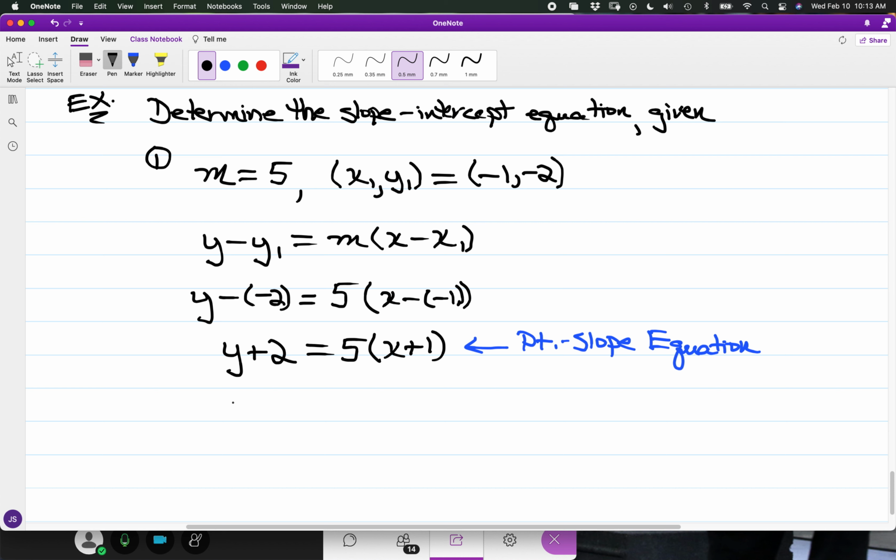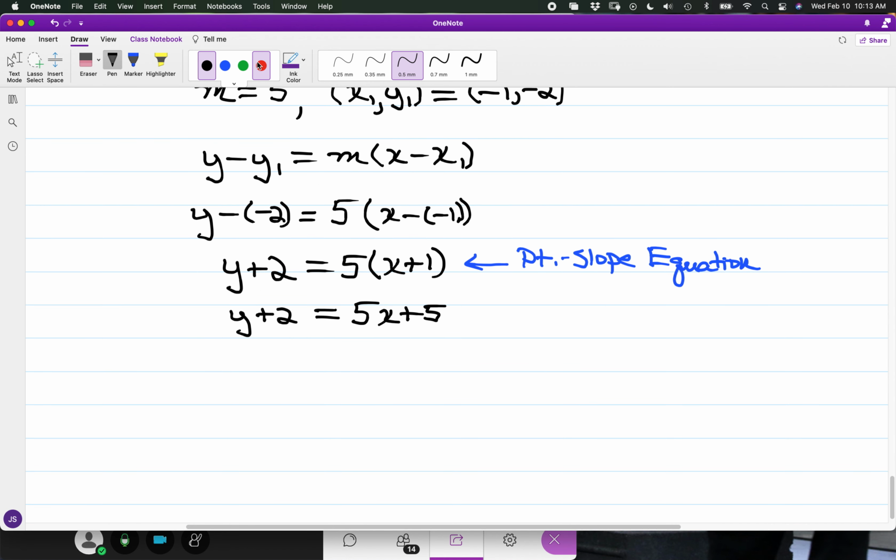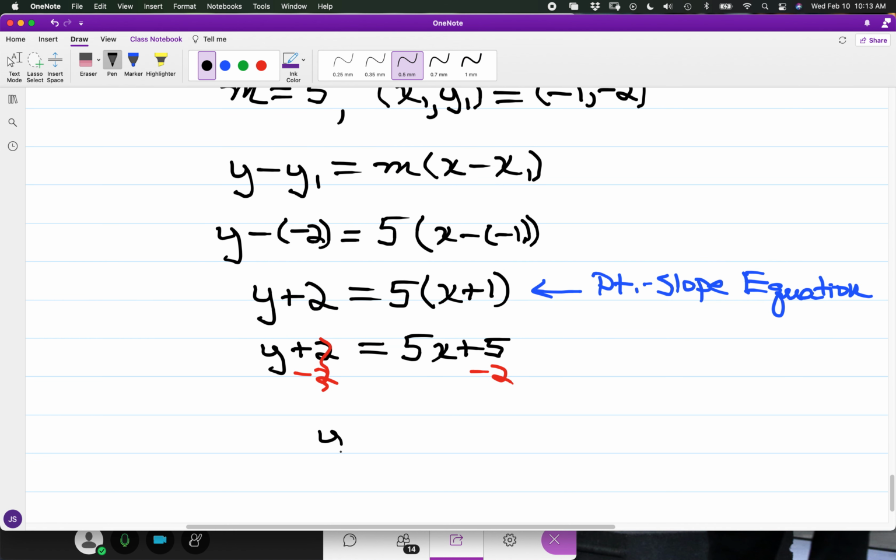So as I proceed forward, we have y plus 2, and distributing 5 over the binomial x plus 1, we have 5x plus 5. And isolating y, we subtract 2. And so we're going to have y is equal to 5x plus 3.